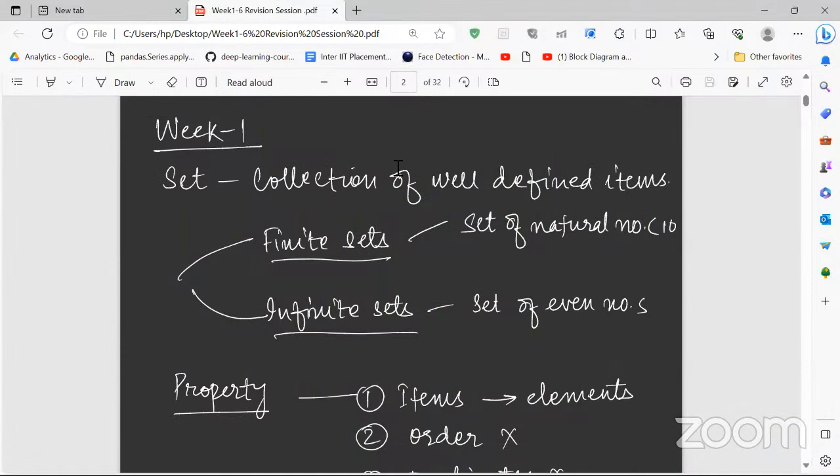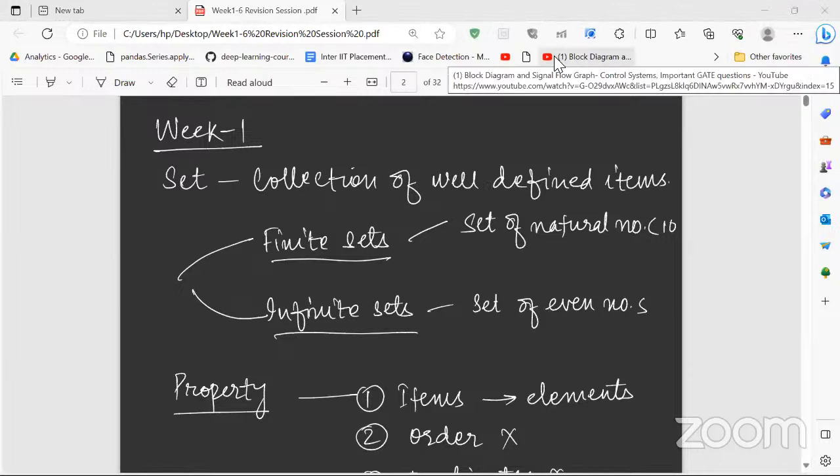Can you see the screen? Is it visible to everyone? Yes, sir, it's visible.